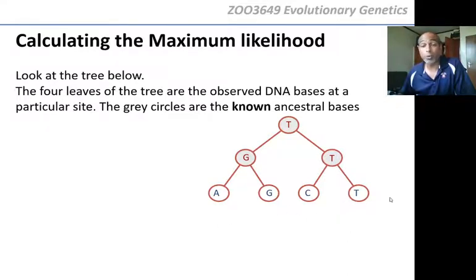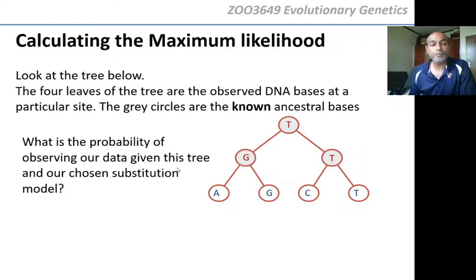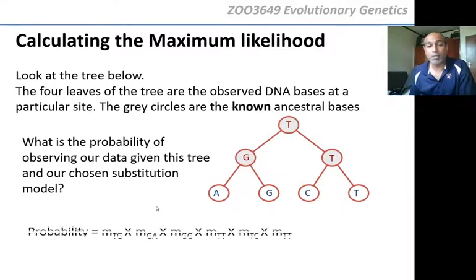That's what we know. This is what we usually don't know. But for this example, let's pretend that we do know it, all right? So, what is the probability? In other words, what is the likelihood? What is the probability of observing our data? Here's our data, okay? Given this tree and our chosen model of substitution. That's what we're asking, okay?